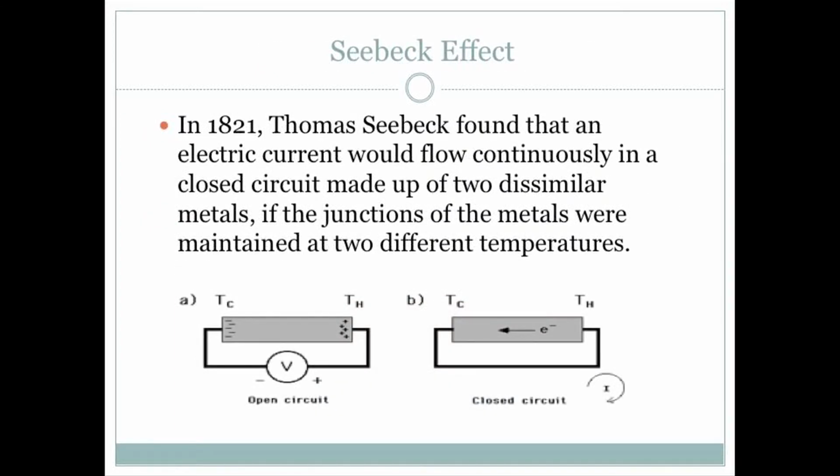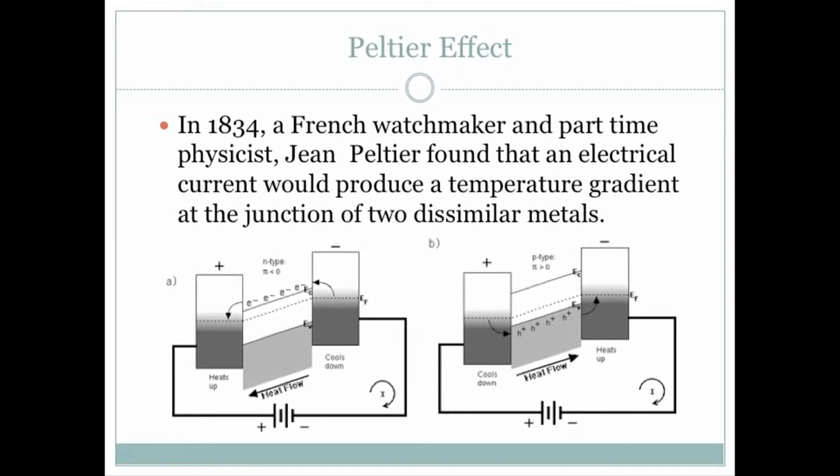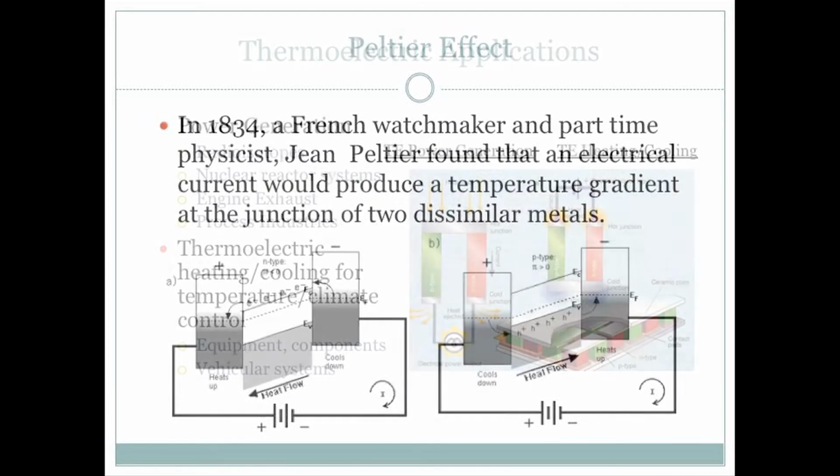Some of the people that contributed to it was Thomas Seebeck in 1821, and he found that an electric current would flow continuously in a closed circuit made up of two dissimilar metals if the junction of the metals were maintained at a different temperature. And a French watchmaker and part-time physicist, Jean Peltier, in 1834 found that an electrical current would produce a temperature gradient at the junction of two dissimilar metals.